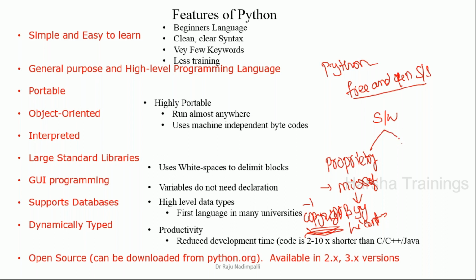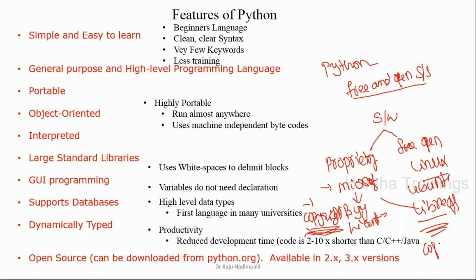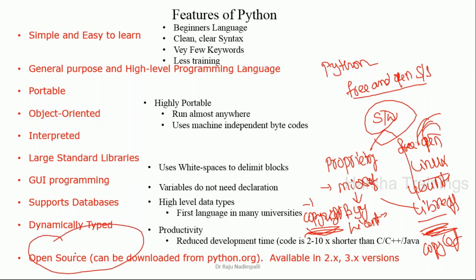Nowadays, most of the software is free and open source software. Open source, like Linux. Linux is an operating system, or Ubuntu, and maybe LibreOffice. LibreOffice is equivalent to MS Office. Like this, there are hundreds of software available. Here we have the copyleft mechanism. You can give the software to your friends, and you will not be sent to jail. This is the beauty. Python is an open source software.